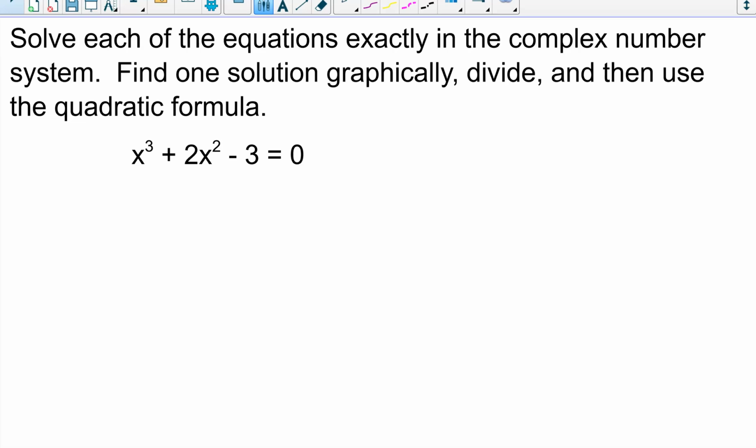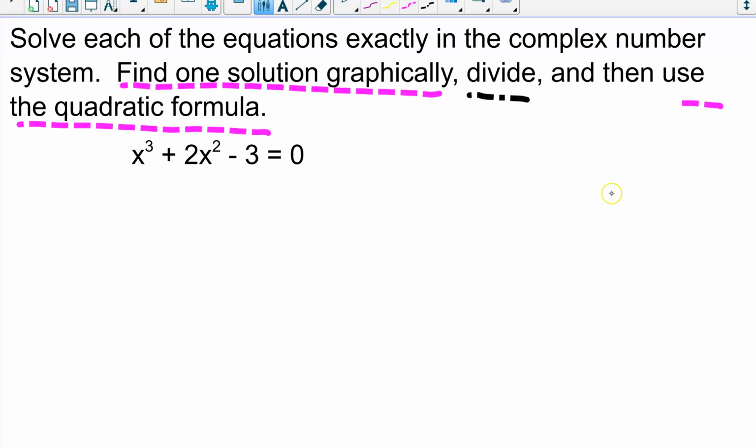Okay. Next one says, solve each of the equations exactly in the complex number system. Find one solution graphically. So here are my directions. Find one solution graphically, then divide, and then use the quadratic formula to find your other ones. Okay, so let's take a look at this.